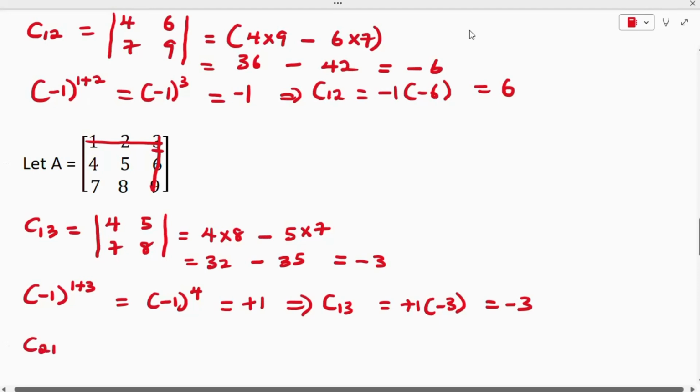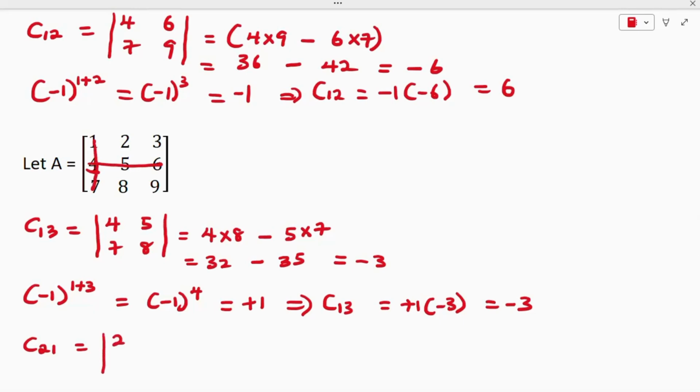So we have C21 is equal to, so for C21, so this is C21, this row is going out and this column is going out. So we have this to be 2 3 8 9. So if we multiply this, find the determinant, we have 2 times 9 minus 3 times 8, and this is equal to 2 times 9 is 18 minus 3 times 8 is what? 24, and this is equal to 18 minus 24 is going to give us minus what?